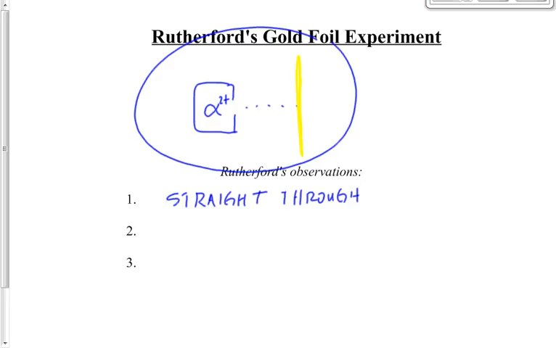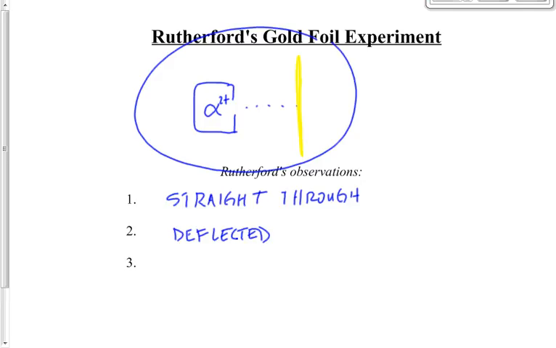Some of the alpha particles did what? Most of them went straight through. Some of them changed direction. Some of them were deflected, not bounced back, still went through the gold foil, but some were deflected. What did that tell them? The fact that some of these positively charged alpha particles were repelled by something.